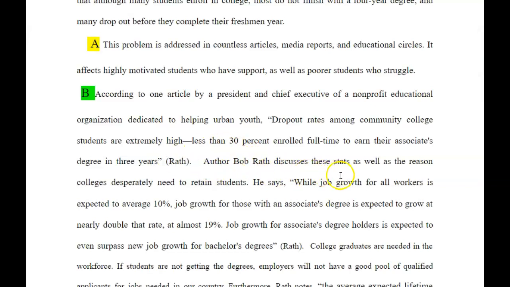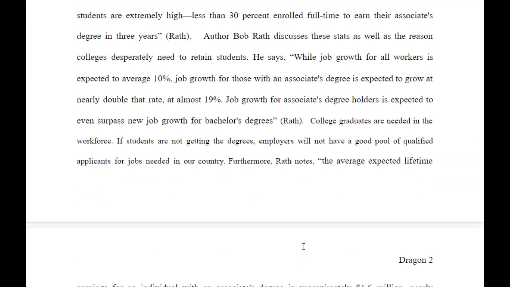Author Bob Rath discusses these stats as well as the reasons colleges desperately need to retain students. He says, "While job growth for all workers is expected to average 10%, job growth for those with an associate's degree is expected to grow at nearly double that rate at almost 19%. Job growth for associate's degree holders is expected to even surpass new job growth for bachelor's degrees." So I'm giving stats from Rath as to why it's important for students to stay in college and finish. College graduates are needed in the workforce.